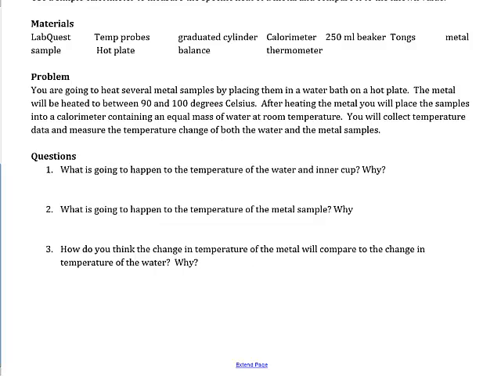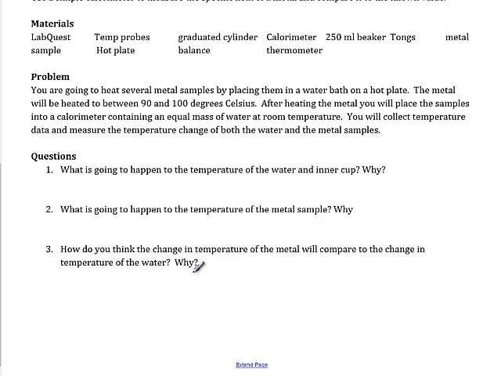Alright, so then you set this all up, and a couple questions before you get started. When you add this hot metal sample to the calorimeter, the water's going to get warmer, and so is the inner cup. Okay, and we have to account for that because the water's not just isolated, it is touching the cup. There's some conduction that can happen. And we know this because energy from the warm metal sample is going to flow into the water, and from the water it'll also flow into the cup. Okay, and then the temperature of the metal sample, of course, is going to go down. As it's losing energy to the water in the cup, it's losing some heat, so its temperature goes down.